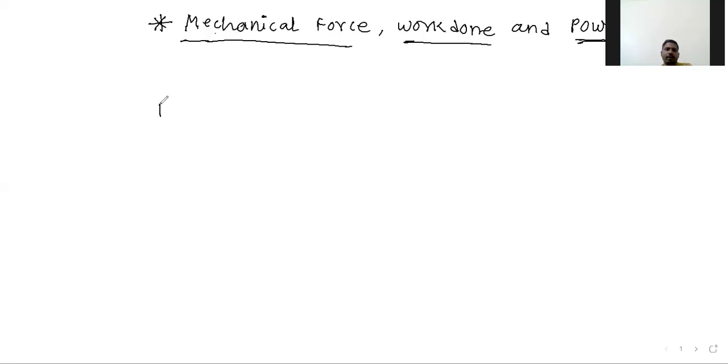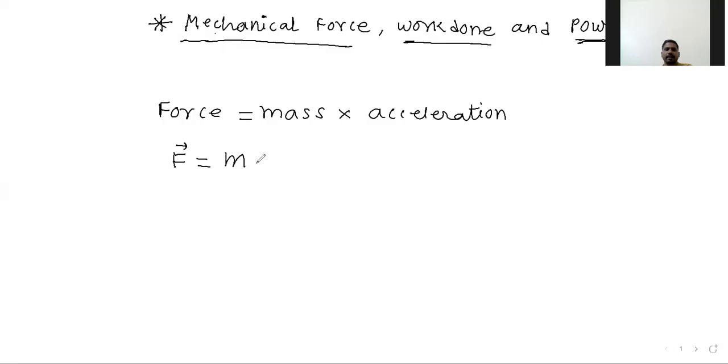Mechanical force has a formula. It is the mass of the body and acceleration acting on that body. Force is a vector quantity, mass is a scalar quantity, and acceleration is a vector quantity. So mechanical force has a formula, force F is M into A.